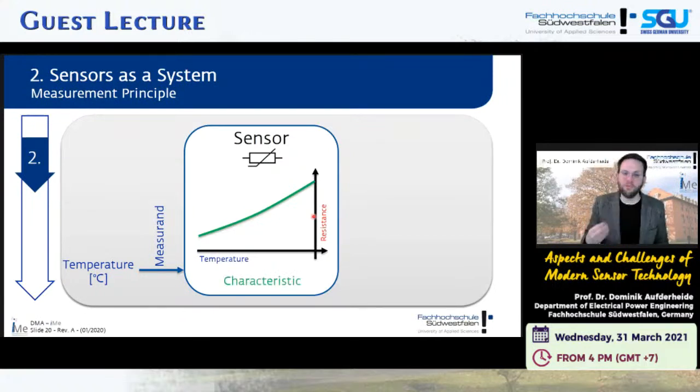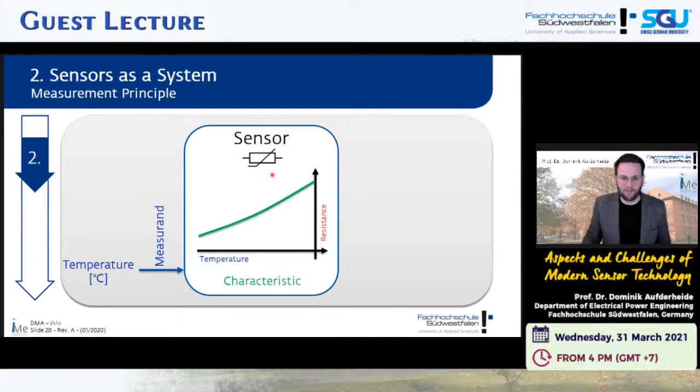This is what we see. And this we call the characteristic or the characteristic curve of a sensor. And of course, in most cases, we are looking for sensors which would have probably linear characteristics, which would make our life easier. For example, such a thermal resistance, probably it's not a linear case, and we have different characteristics.